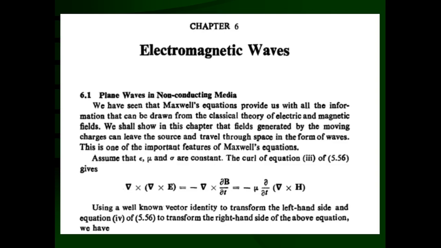What is equation number 3? From Faraday's law of induction, curl of E is equal to minus del B upon del T. That means the electric field is going to be generated by a time varying magnetic field.